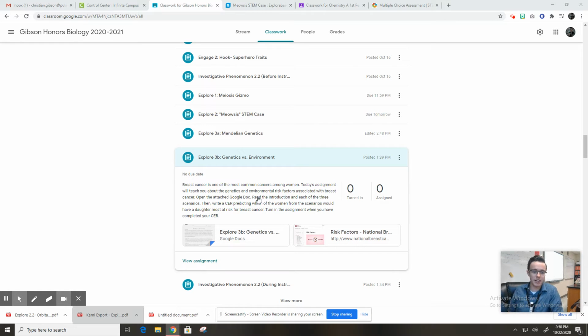So this is gonna kind of address breast cancer. So it says breast cancer is one of the most common cancers among women. Today's assignment will teach you about the genetics and environmental risk factors associated with breast cancer. So there are genes, specifically one gene called the BRCA gene, that is associated with a higher risk for breast cancer. And over the last 20 or so years, they've actually developed a test to see if you have the mutated BRCA gene to see if you are high at risk for breast cancer.